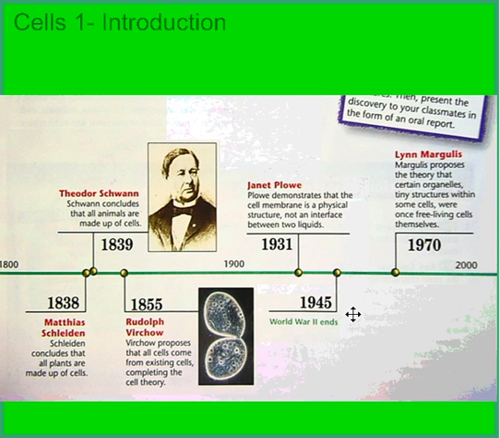After lots of research by many scientists, and particularly by these guys here, Matthias Schleiden, Theodor Schwann, and Rudolf Virchow, it was determined that all plants and all animals were made up of cells. It was Schleiden who had done the work with plants and Schwann who had done the work with animals. But the conclusion was that all living things were made up of cells. Rudolf Virchow contributed the final piece to the cell theory, that cells can only come from existing cells, that life has to come from life.